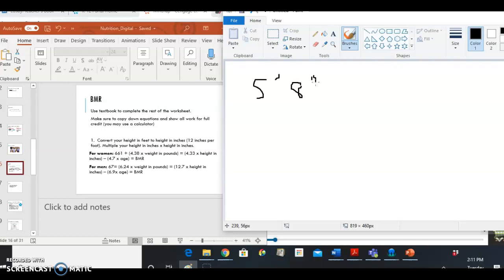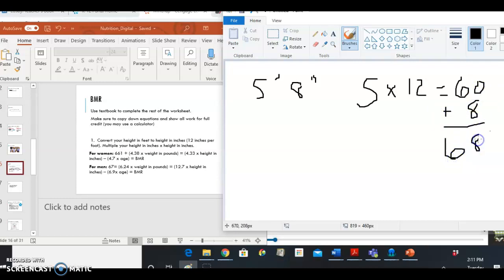So 5 feet, we have however many feet you are, you have 12 inches in a foot. So 5 times 12 is 60. And then you need to add on your 8 inches or however tall you are. So you're 68 inches tall. So you're going to need that height in inches.